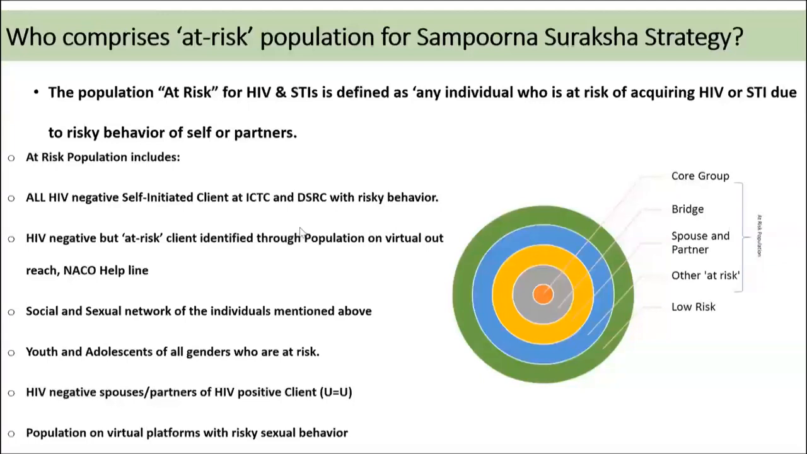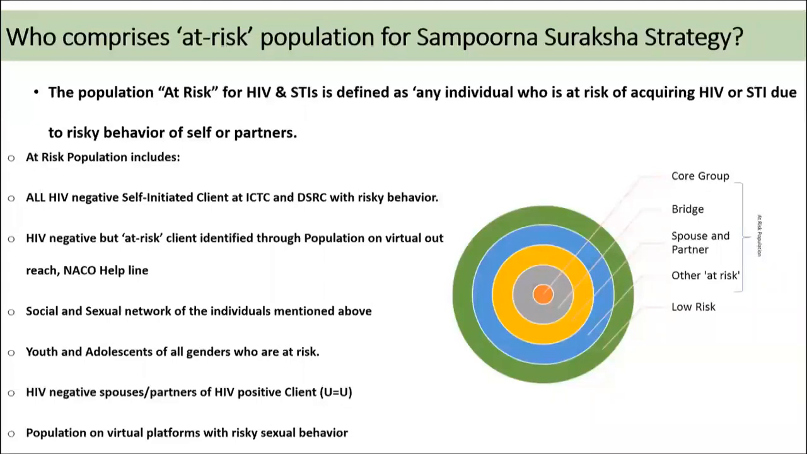Another important population that we have to include is the social and sexual network of the individuals mentioned in the first and second categories, as well as youth and adolescents, all the genders who are at risk, and HIV negative spouses and partners, what we call discordant couples. And then the population on virtual platforms with risky behavior, which we mentioned in the second point as well. So these are the clients which need to be focused on for pre-test counseling. That is very important, and that is what we want to highlight.